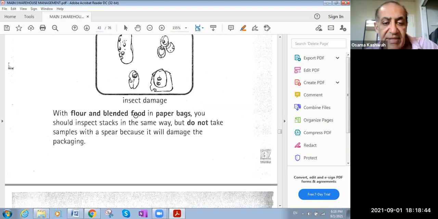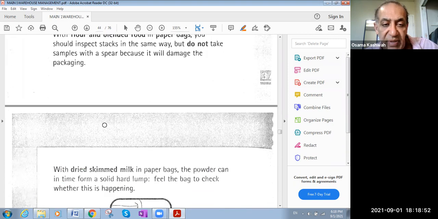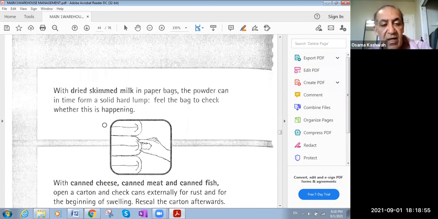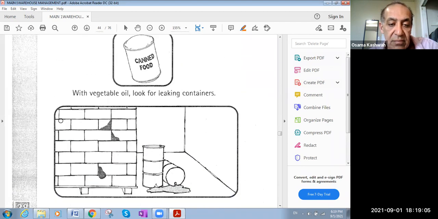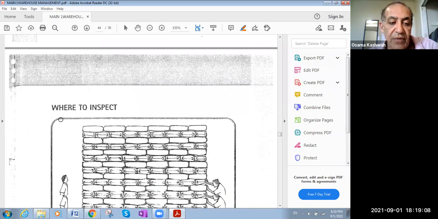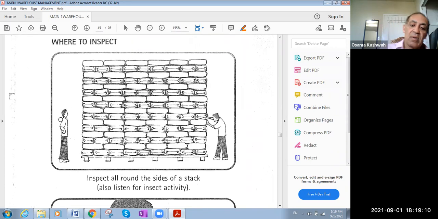With flour and blended food in paper bags, you should inspect stacks in the same way, but do not take samples with a spear because it will damage the packaging. Take samples and look at how they compare with the standards.